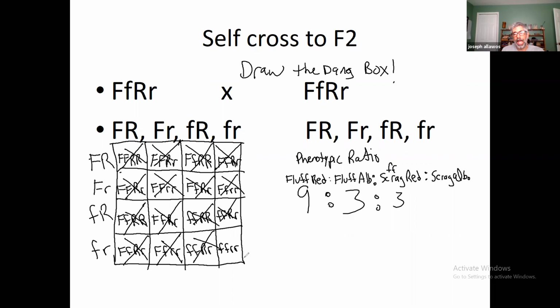And then this last box, we have this mutant squirrel here that's represented that is homozygous recessive for both traits. So you get one of those. This is a ratio, right? This is an expected ratio that you would get from breeding squirrels with these two traits. Okay?